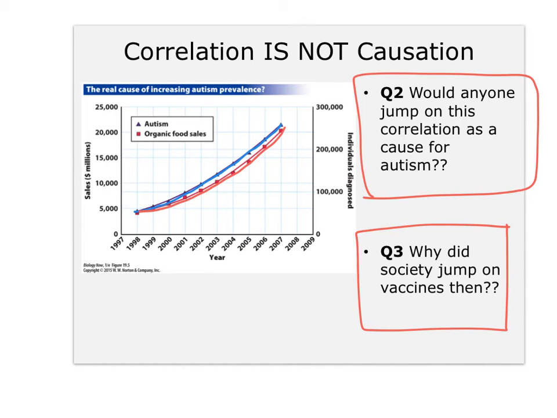Society jumped all over vaccines because people in general are scared of science. Were you guys scared of science before my class? Maybe. I hope you're not now. I hope you love it. And you can be an advocate for science for your other friends who might be scared. Now you're knowledgeable. Now you can make good scientific decisions.